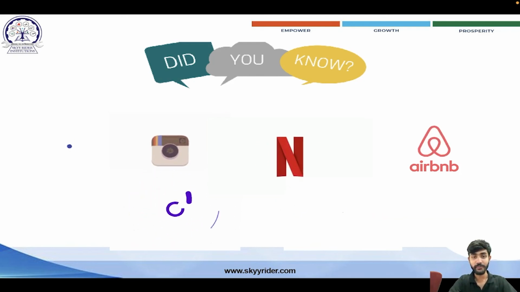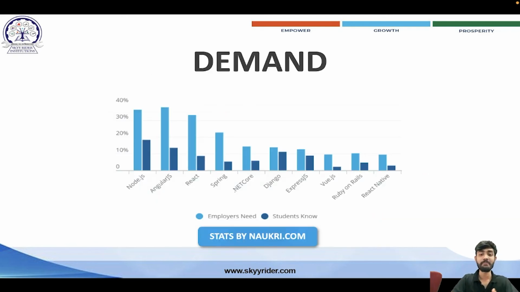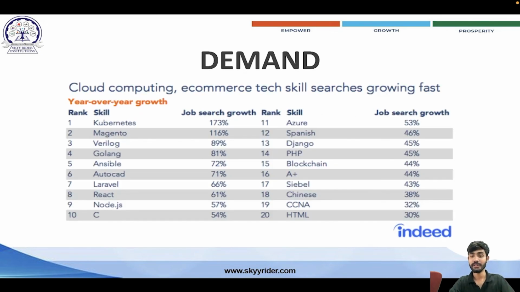So now you can imagine how powerful it is and what its scope is worldwide. Next I'll show you the demand for React.js developers worldwide. This is the statistics by Naukri.com. You can see that Node.js developer and React developer demands are increasing faster than other languages, right? And here is also a result on Indeed. React is in the top 9 languages worldwide. So you can imagine what the demand for React.js is, right?